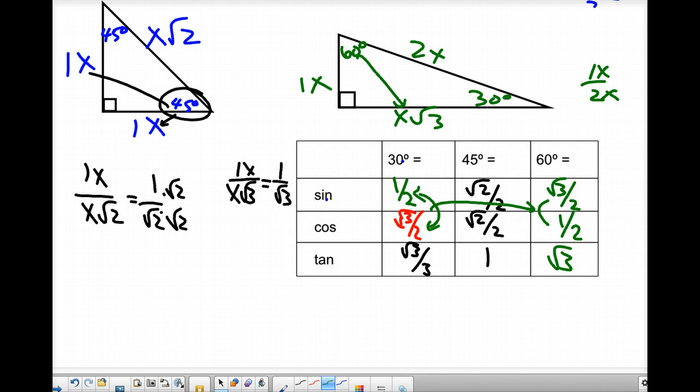The tangent has the square root 3's. I choose to remember that the tangent of 30 is square root 3 over 3 because 30's got a 3 in it, so I'm going to have that extra 3. So that's kind of how I remember which one's square root 3 over 3 and which one's just square root 3.